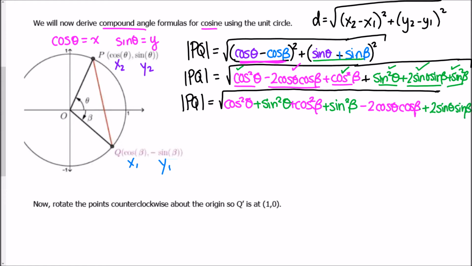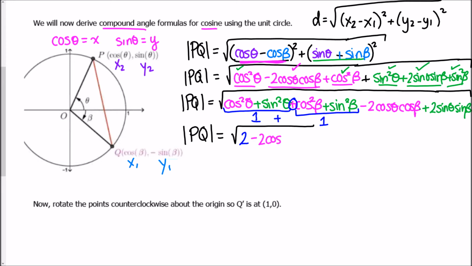Okay, so one more thing that we need to do in order to simplify this. If you guys notice, we've got cosine squared theta plus sine squared theta, and that's equal to 1. And here we've got cosine squared beta plus sine squared beta, and that's equal to 1. So we know that the absolute value of PQ is going to be equal to the square root of, when I add this 1 plus 1 together, I end up getting 2, and then I'm just going to copy the rest of this down. So minus 2 cosine theta cosine beta plus 2 sine theta sine beta. Okay, so now that we've done that, we know what PQ is equal to.